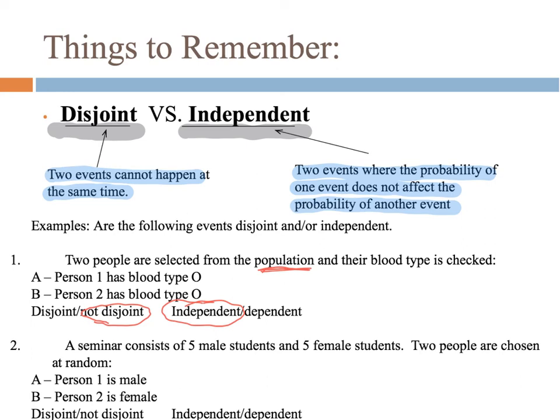The second one, a seminar consists of 5 males and 5 females. Two people, again, are chosen at random. Event A, the person is male. Event B, the person is female.